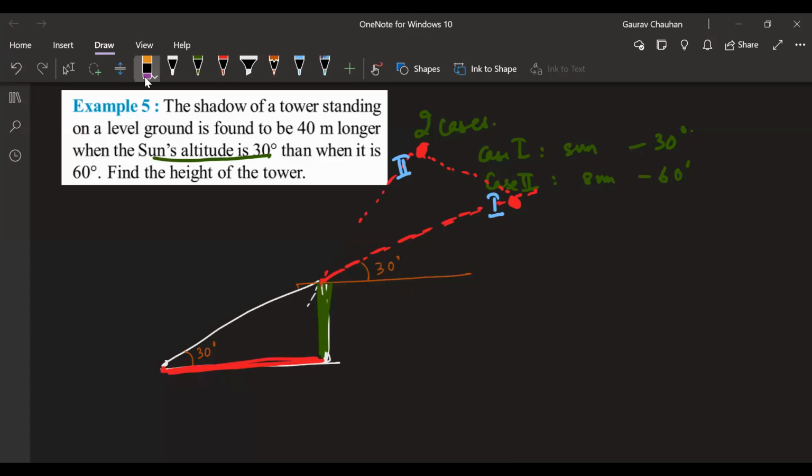Forget this for a moment. Forget case two for a moment. I just want to focus on case one. What's happening? The sun is at this line of sight. The sun is very far here. Obviously, we have to fit it in our page, so we are putting it here.